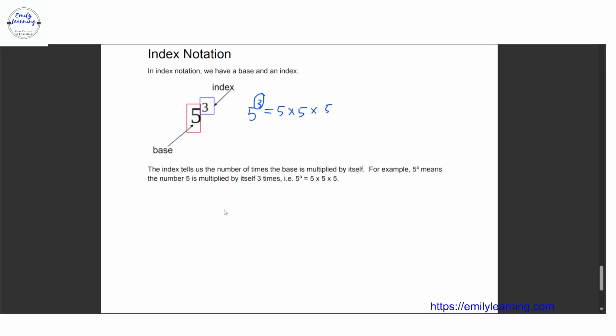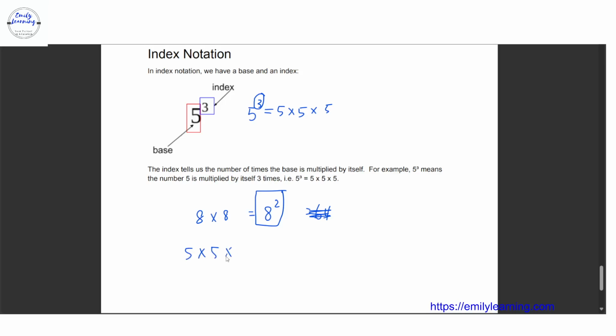All right, so let's have some other examples. 8 times 8. So 8 is multiplied by itself 2 times. So you have 8 to the power of 2, or 8 squared. And we all know that 8 squared, or 8 times 8, is 64. But when we write it in index notation, it's 8 to the power of 2.